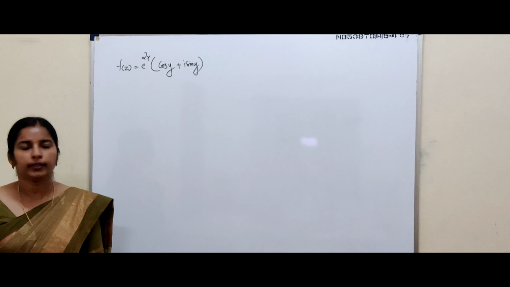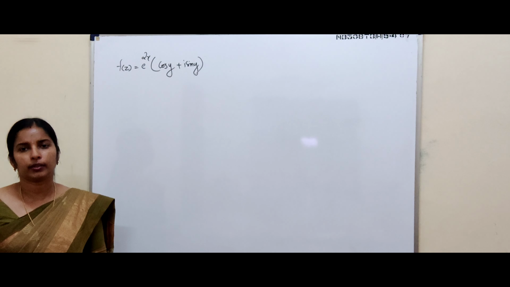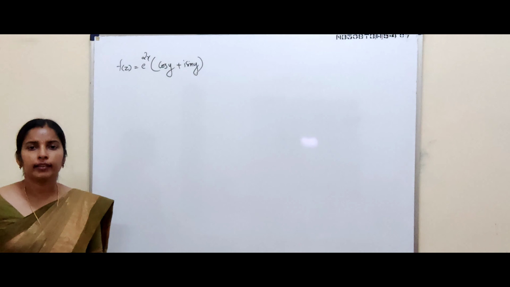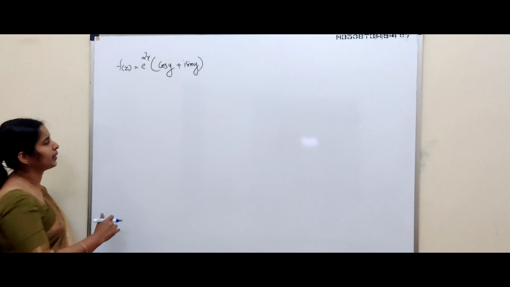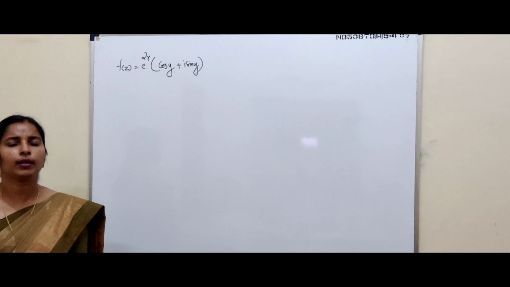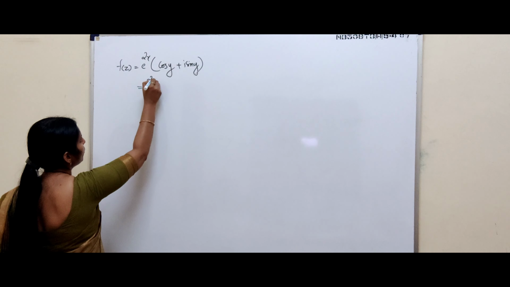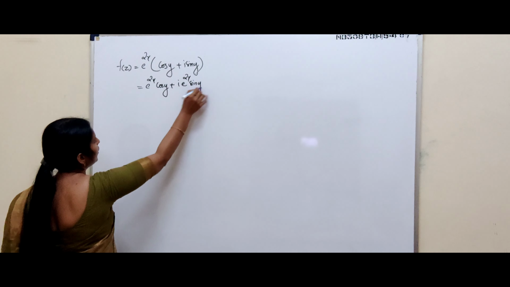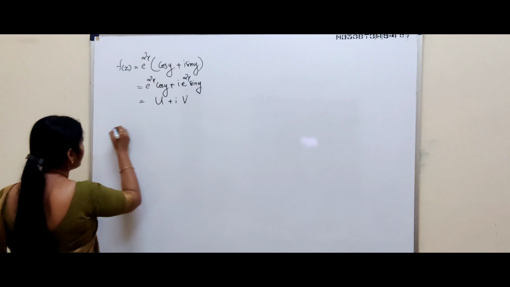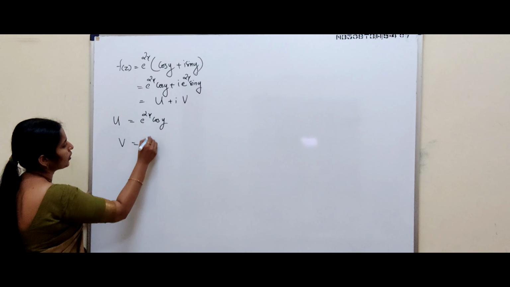Next we have to check whether f is equal to e raised to 2x into cos y plus i sin y is analytic or not. For checking analyticity we have to check whether the Cauchy-Riemann equations are satisfied or not by the given function. So we have to express it as u plus iv. It is already in the form u plus iv. See, it is e raised to 2x cos y plus i into e raised to 2x sin y. u is equal to e raised to 2x cos y, v is equal to e raised to 2x.